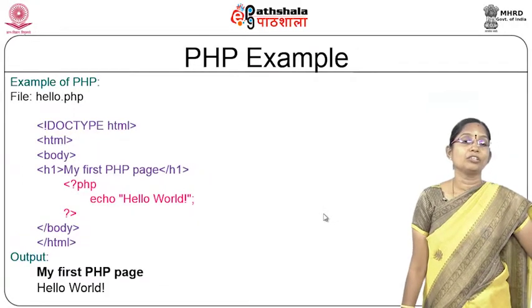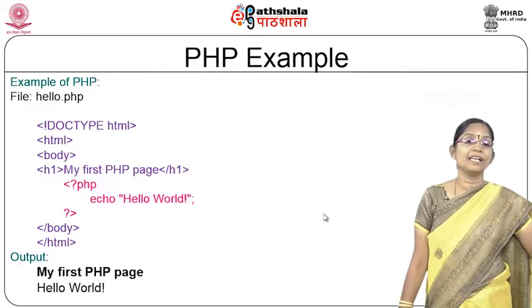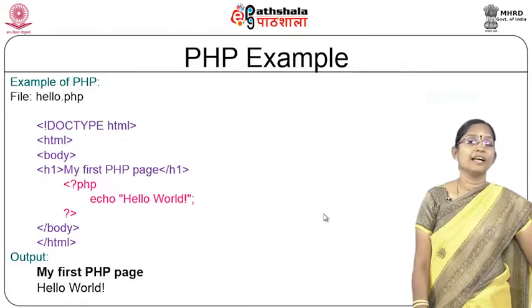Now again you can go through one more example. It looks like an HTML document, but the file has been saved as hello.php. Some heading of my first PHP has been given, and again inside the PHP embedding, echo hello world. So again it prints the heading h1 as well as the echo of hello world.